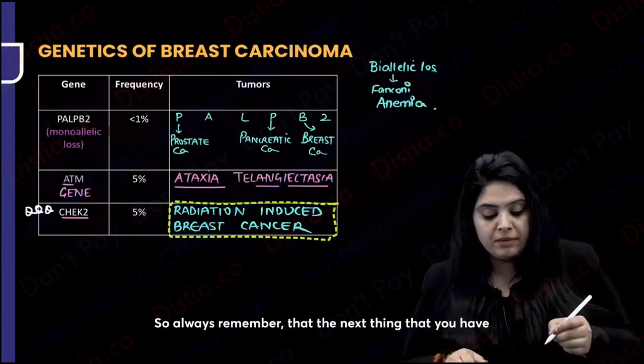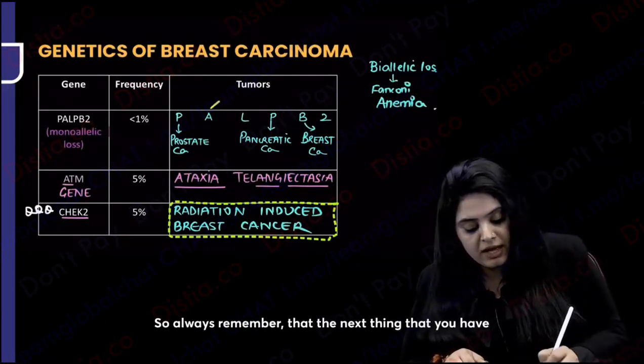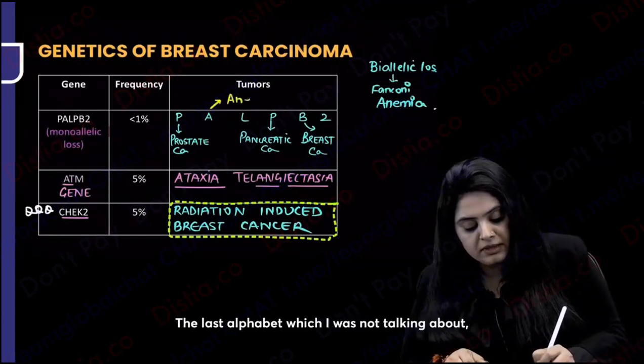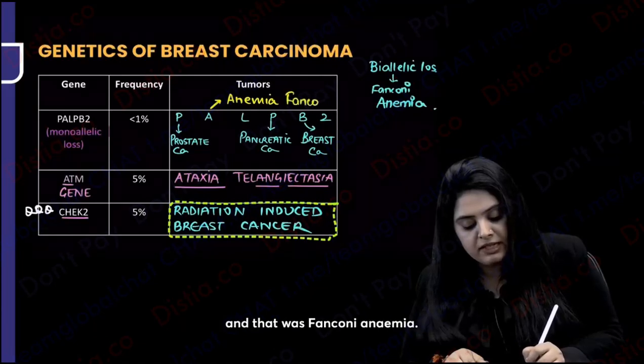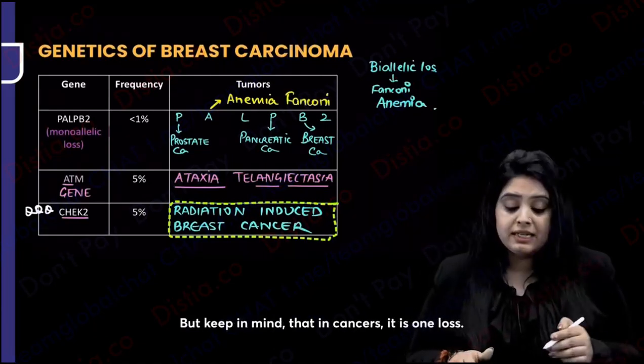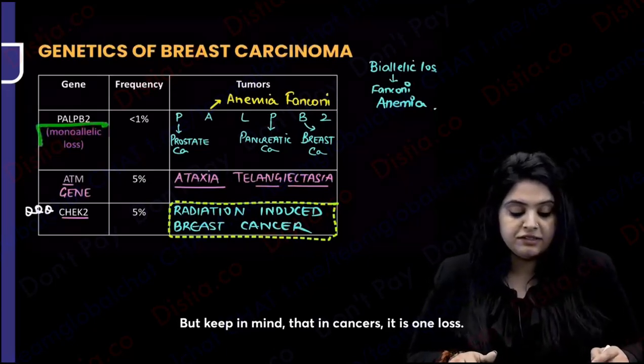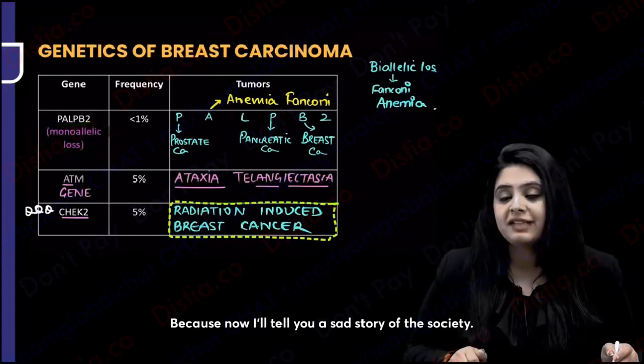So always remember that the next thing that you have is going to be anemia. The last alphabet which I was not talking about, and that was Fanconi anemia. But keep in mind that in cancers it is one loss, because now I'll tell you a sad story of the society.